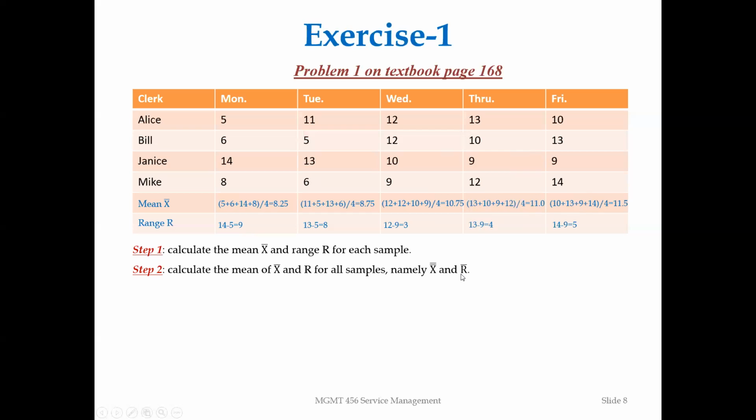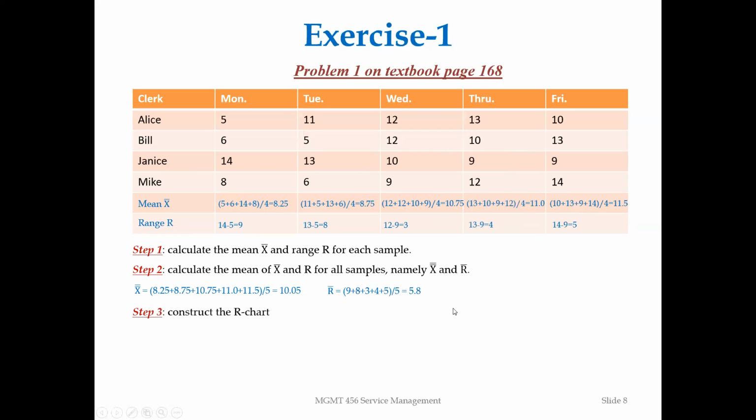R bar is the average of all the ranges. I have 5 different ranges here, and I take the average of these 5 numbers. So we can do the work. X double bar equals the average of these 5 numbers, which is 10.05. R bar is the average of these 5 numbers, which is 5.8. So this is step 2.